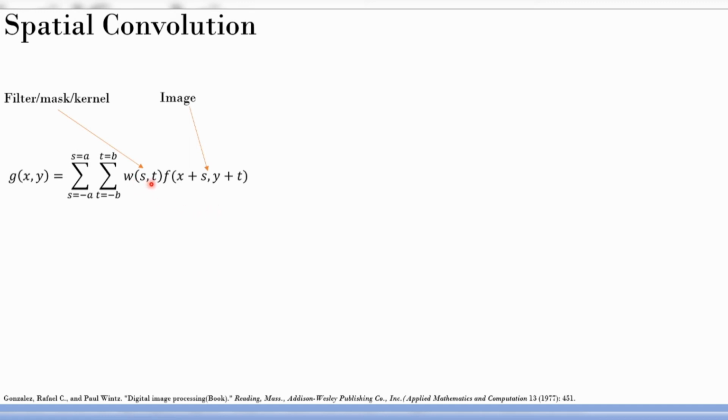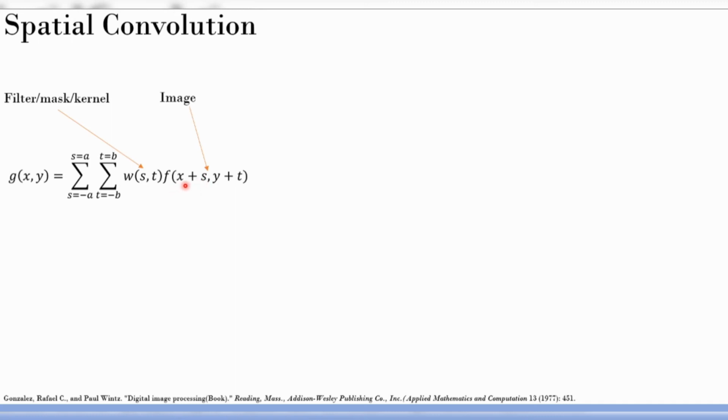You see here S is changing from minus A to plus A, and T is changing from minus B to plus B. So what essentially happens here is you are sliding the image, or this can be reversed. Convolution is commutative, so you can put W here and F here. You can either slide the kernel or slide the image, and typically we slide the kernel because the kernel will be smaller in size. Both ways the explanation is the same, it's just commutative.